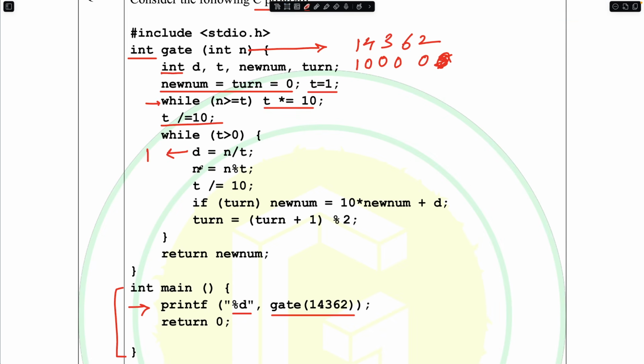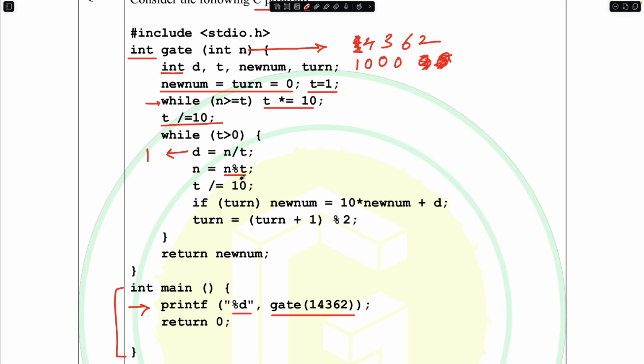This n is going to become what? n is going to become n percent t. This symbol basically means that if you were to divide n by t, the remainder is going to be the result, right? This is the remainder producing operator, right? So if I were to divide this quantity by this quantity, what is going to be the remainder? This whole part, 4362, right? So n becomes 4362 and this 1 part is cut, right? Okay, fine, no problems. Now t is divided by 10, so this has become 1 less.